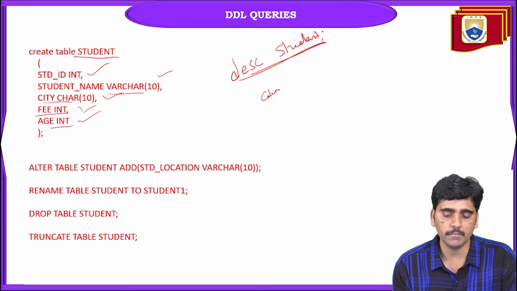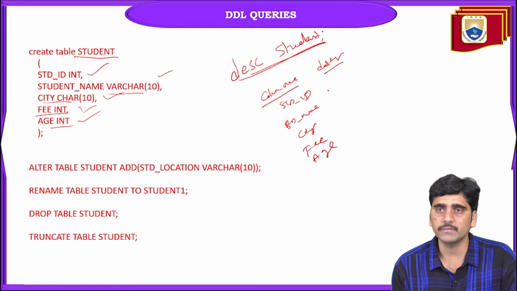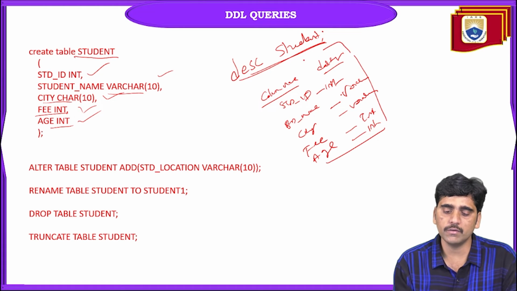It will show column names and data types. So column names are what? Student ID, student name, city, fee, and age. Along with the data types also. Student ID is what? Integer data type. And student name is what? Varchar data type. City is what? Varchar data type. And the fee is what? Integer data type. And similarly, age is what? Integer data type. So the table structure will be displayed.